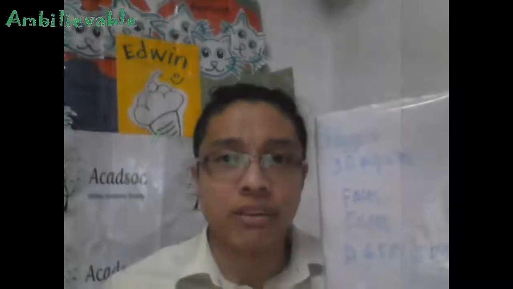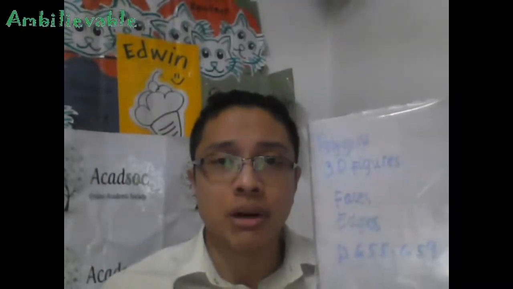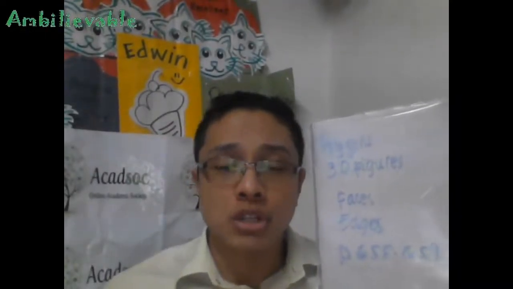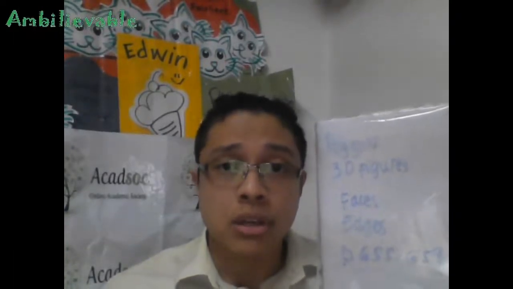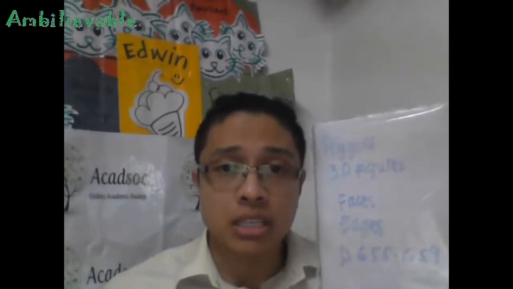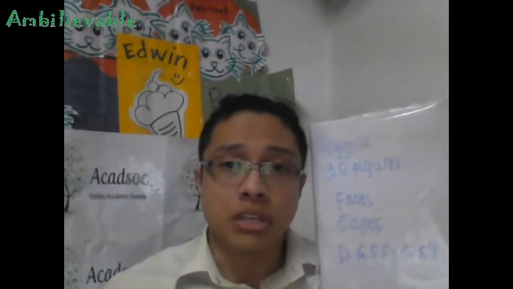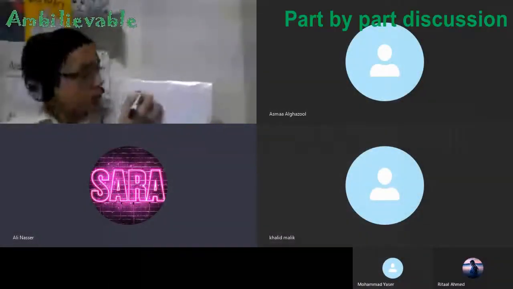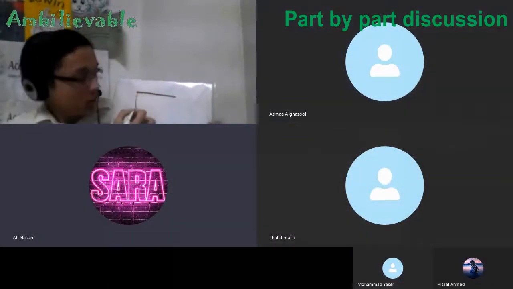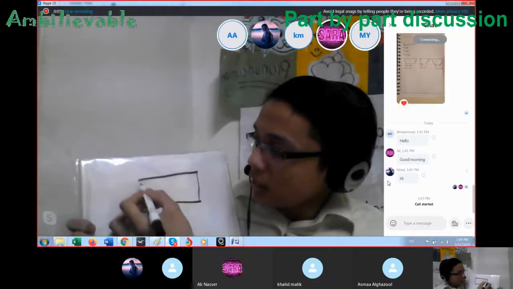Good morning, grade 5. Today, we will discuss polygons, three-dimensional figures. Things you have to remember in three-dimensional figures are the faces, edges, and vertices. Page 655 to 650. How to do a regular prism, okay? Rectangle. Make a rectangle like that.